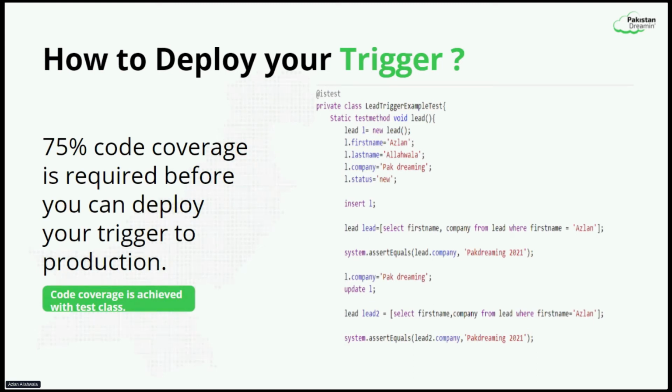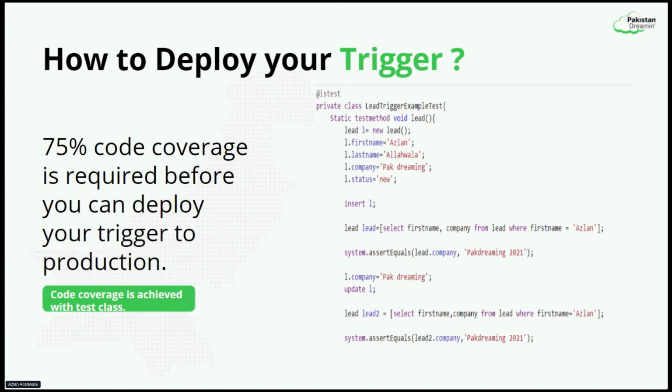So here we are creating one record, and I'm filling in the details. Basically, I've created a lead L. Again, L is the record that I'm going to insert in the lead object. L dot first name, the first name of the L record, has to be Islam. L dot last name has to be Allah. L dot company has to be Park Space Dreaming, and L dot status is equal to new.